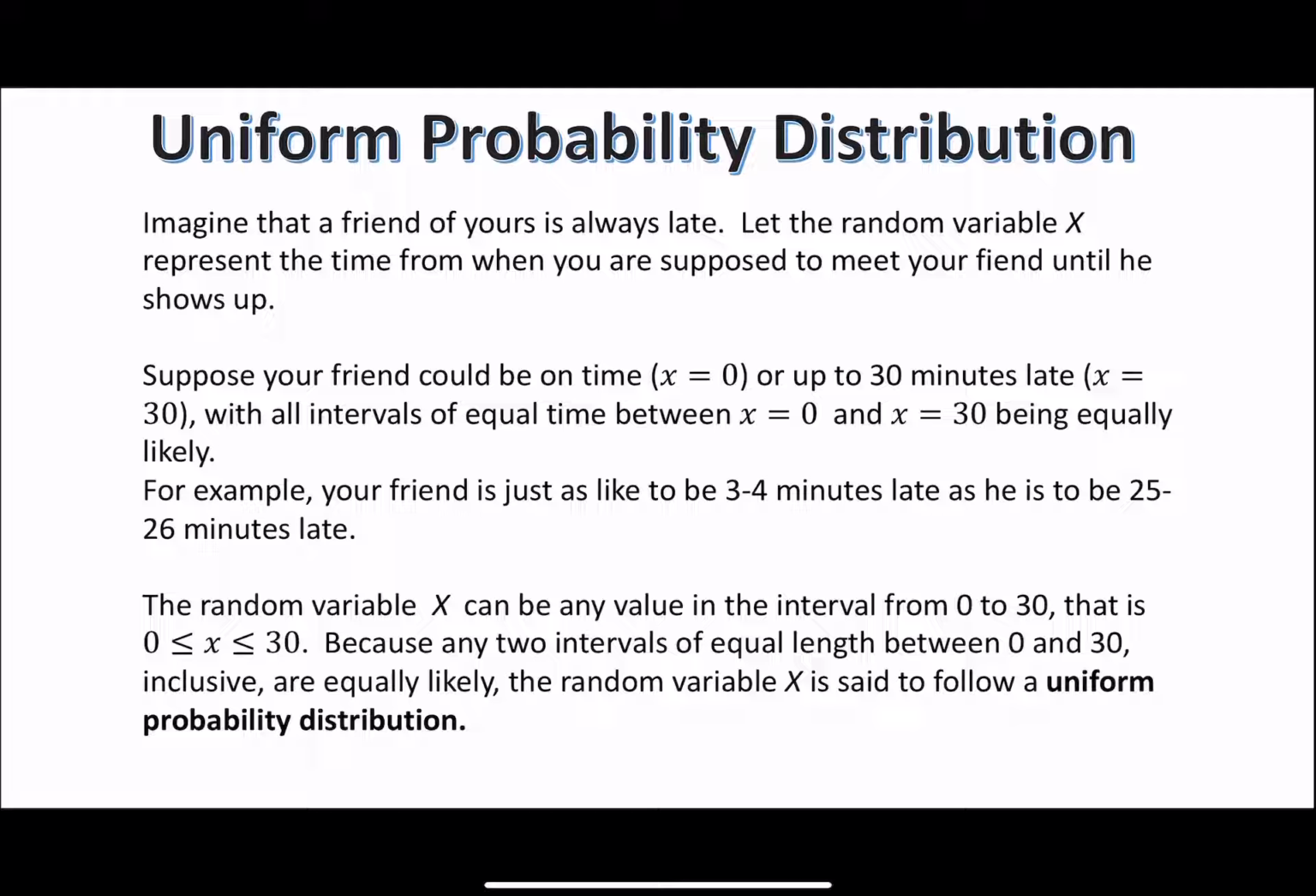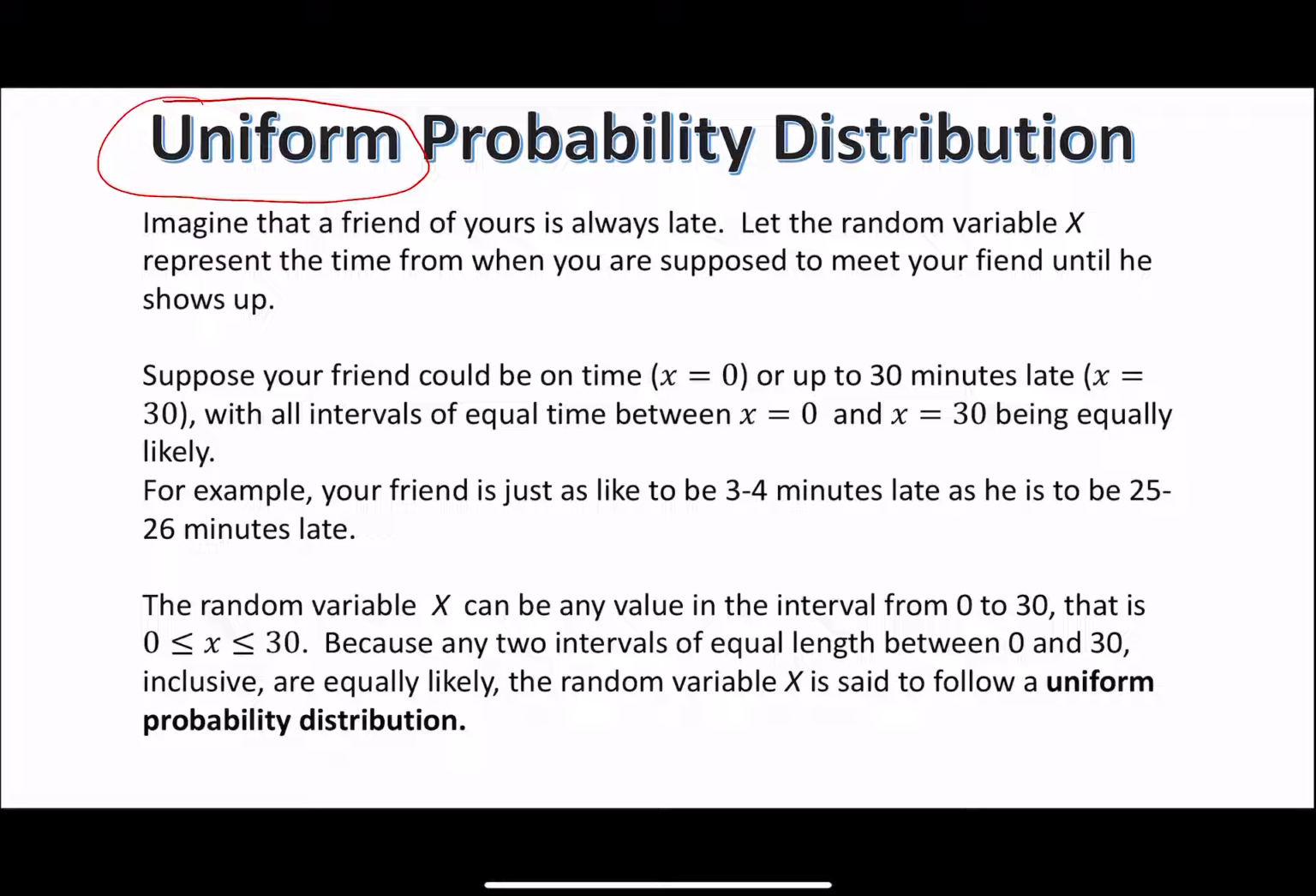A uniform probability distribution is a really small part of it, but it is probably one of the things students miss the most. So look at the word uniform. This is really important. Think about what the word uniform means. Things that are uniform are all pretty much the same. So here is an example of a problem with a uniform probability distribution.